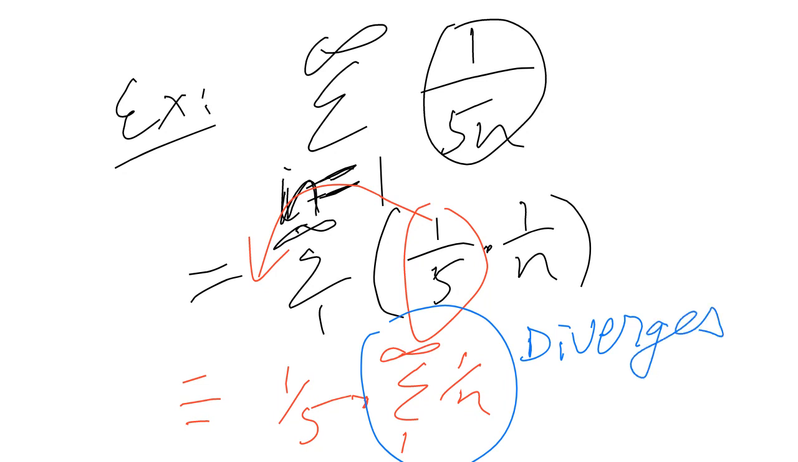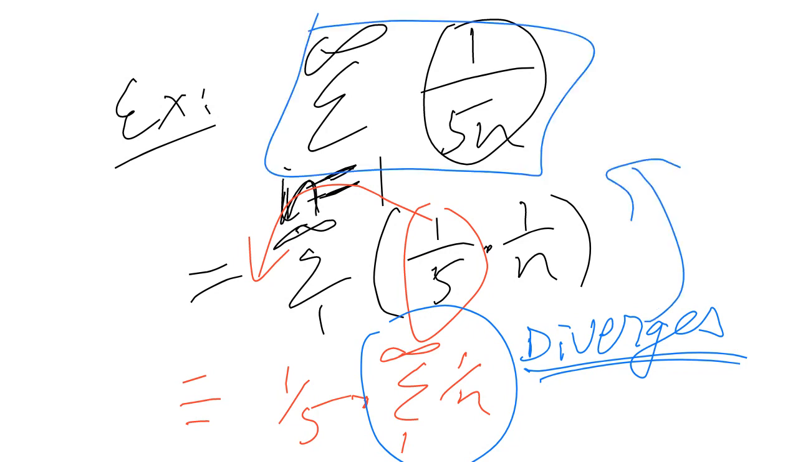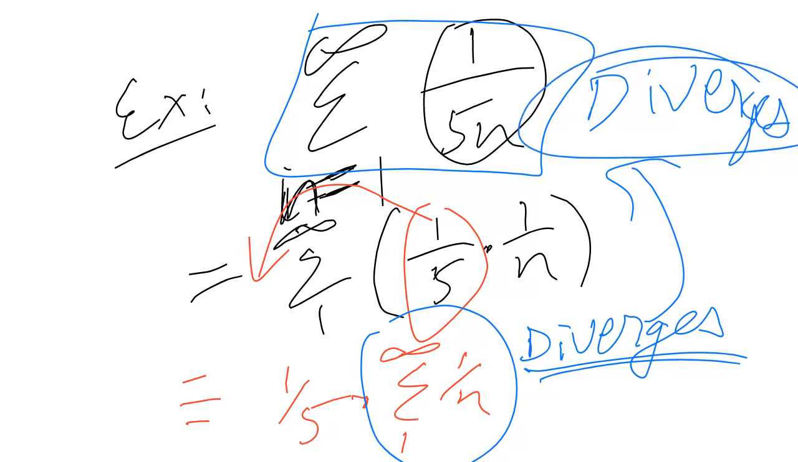And so since the harmonic series diverges, that means it does not approach a specific sum as n goes to infinity, which means that if you take it times 1/5, it won't either. So coming back up here, that implies the sigma n equals 1 to infinity of 1 over 5n also diverges. Okay, so a couple quick, easy examples on how to do that.